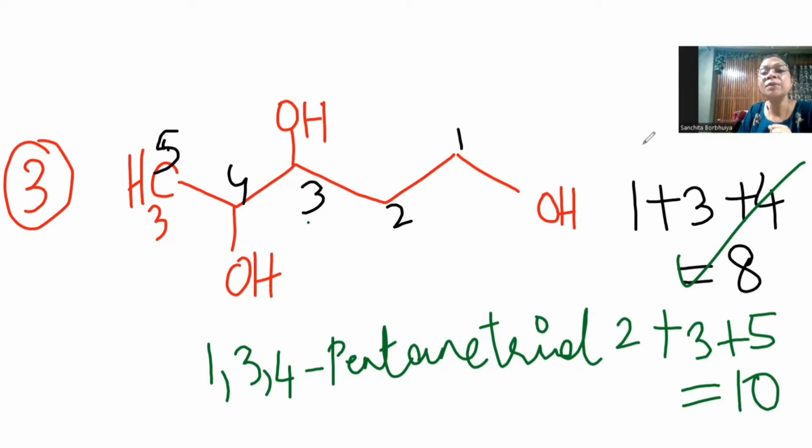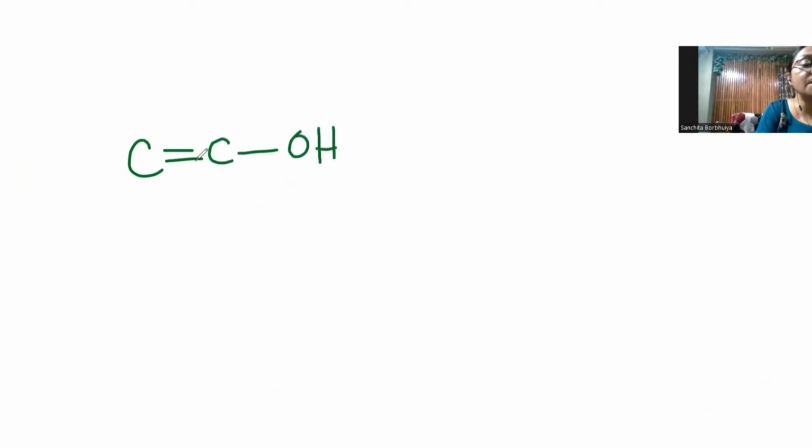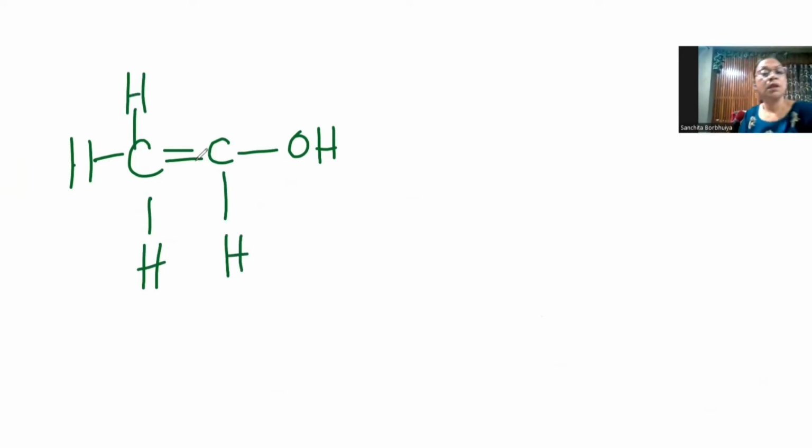For today's discussion, I will take up double bonded alcohols and triple bonded alcohols. And after I'm done with that, we will go to aromatic alcohols. So let us start. This alcohol is not stable. Why? Because it undergoes a phenomenon called tautomerism.